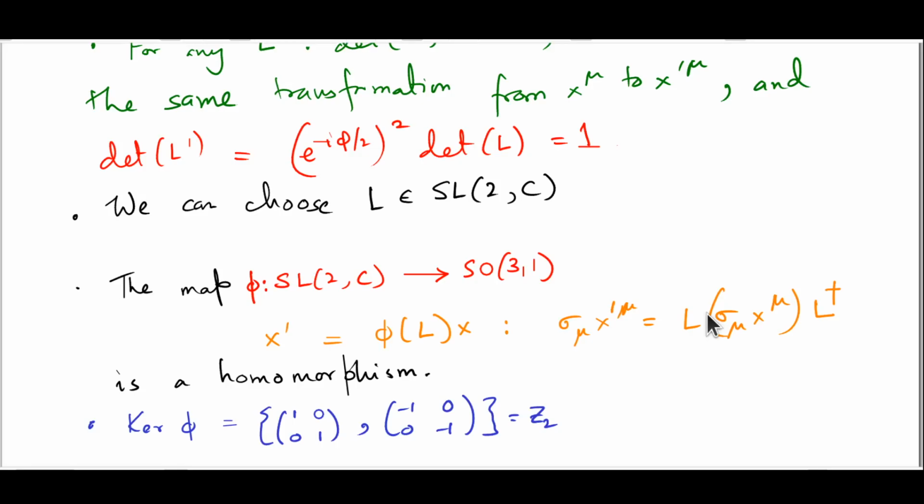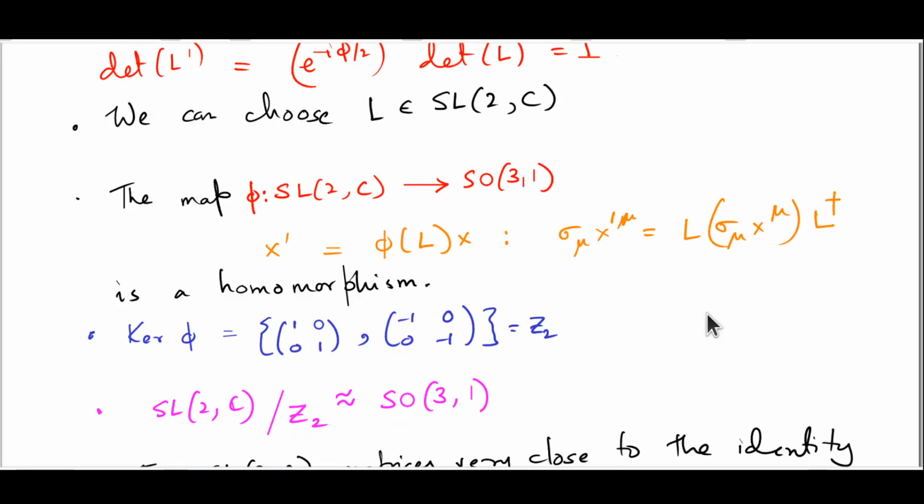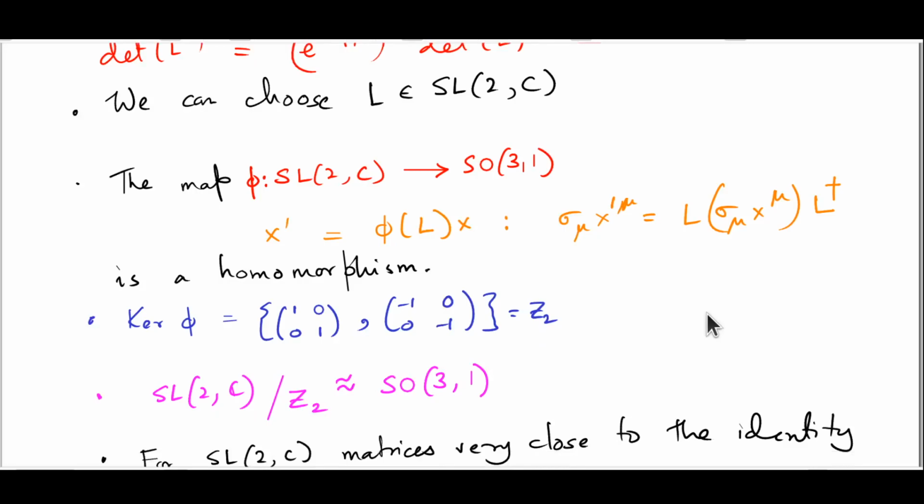Of course, the standard isomorphism theorem would tell you that if you quotient out SL2C by Z2, you get a group which is isomorphic to SO31. And this means that many of the properties of SO31 can be understood just by looking at SL2C closely, just like you can understand SO3, the group of rotations, by looking at SU2 closely.